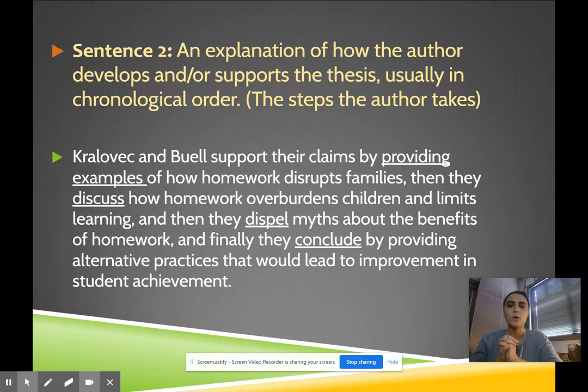Kralovic and Buell support their claim by first providing examples of how homework disrupts families. Then they discuss how homework overburdens children and limits learning. And then they dispel myths about the benefits of homework. And finally, they conclude by providing alternative practices that would lead to improvement in student achievement. So those are the 4 things that this author does to try to prove their claim in order.